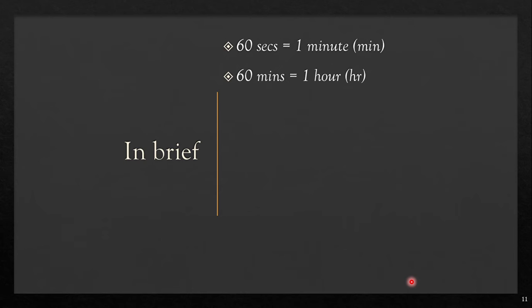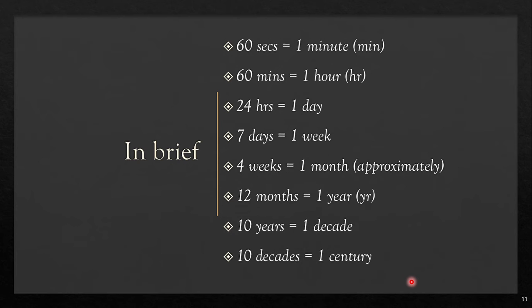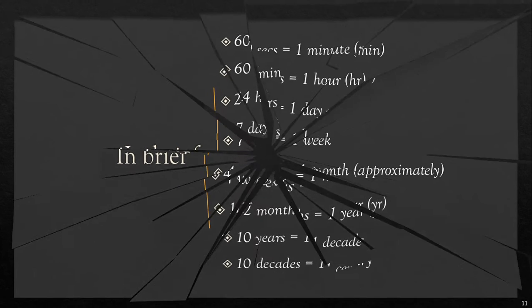So now let's do in brief. 60 seconds is equal to 1 minute. 60 minutes is equal to 1 hour. 24 hours is equal to 1 day. 7 days is equal to 1 week. 4 weeks is equal to 1 month approximately, as we discussed in the last slide. 12 months is equal to 1 year. 10 years is equal to 1 decade.